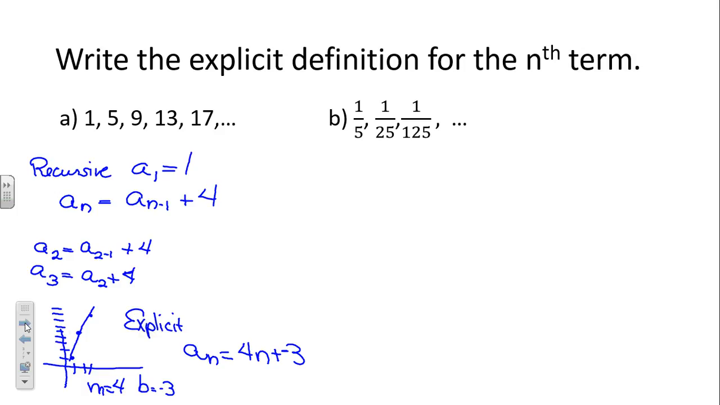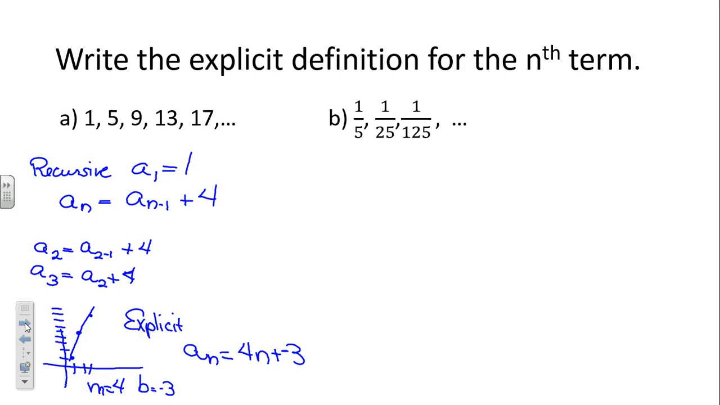So the explicit one's a little harder to generate, and we'll talk more about those tomorrow. I want you to see them so you know where they come from, but for the most part, you're doing the opposite. We're giving you the explicit form and asking you to come up with the sequence, not giving you the sequence and asking you to come up with the form. Okay? Letter B.